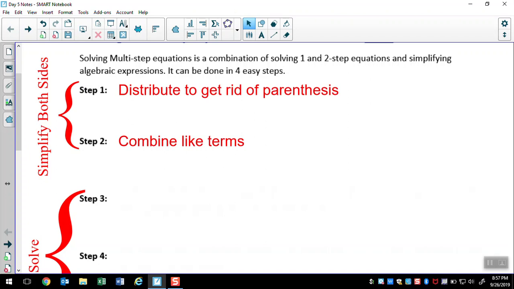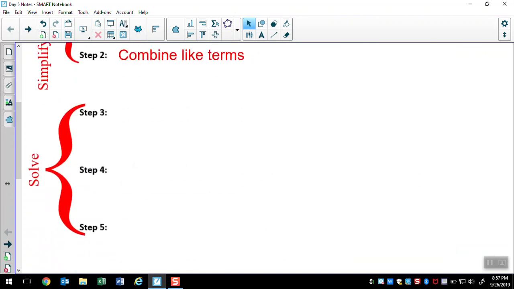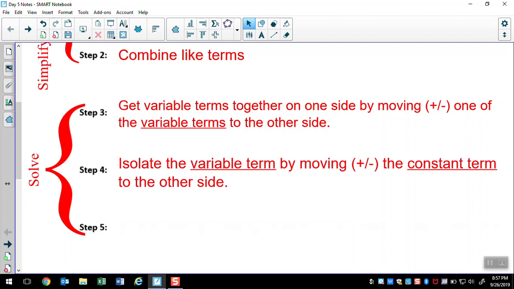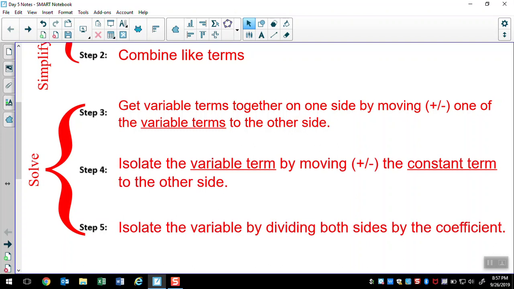Once we get through those two steps with both sides of the equation, then we can come down and get into our solve mode. So when we're solving, the first thing we want to do is get our variable terms together on one side by adding or subtracting one of the variable terms to the other side. So we want to try and get all of our variable terms onto one side of the equation. Next, we want to isolate the variable term by adding or subtracting the constant term to the other side. So we want variables on one side, constant terms on the other side of the equal sign. And then our last step is to isolate the variable by dividing both sides by the coefficient.